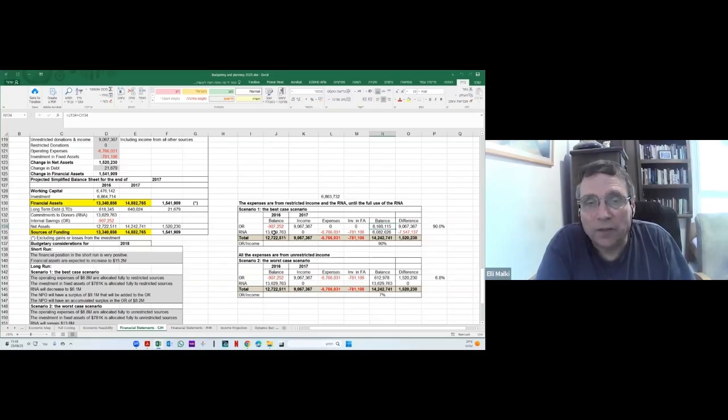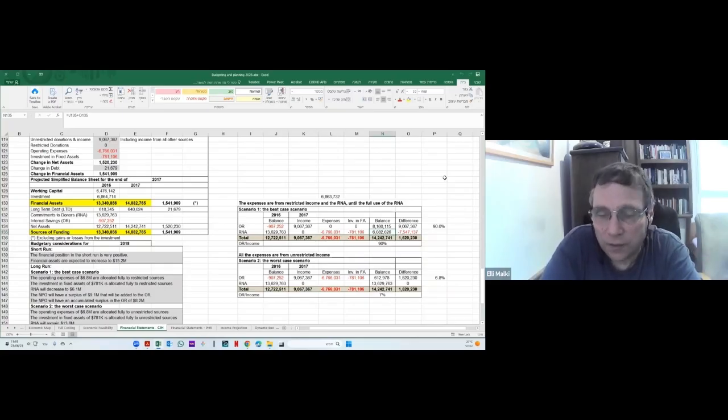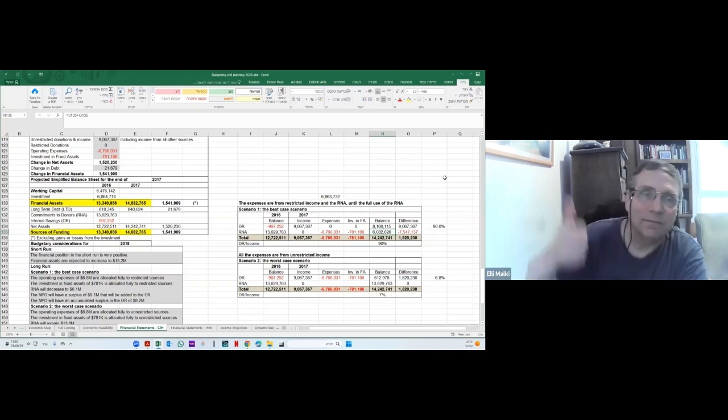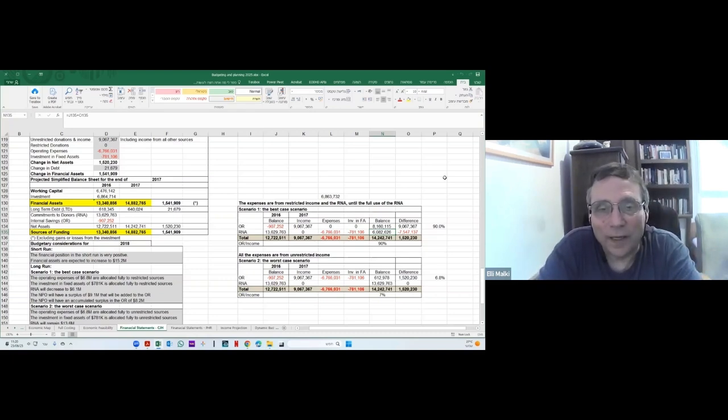And on the other hand, in the restricted net assets, we'll have a reduction in the balance from 13.6 to 6.1, which reflects that all the expenses, both operating and investment in fixed assets, were allocated to restricted sources. Okay, so before I go on to the second scenario, is this scenario clear? Okay, I got the clear sign. All right, now let's look at the other scenario, which is the worst case scenario.